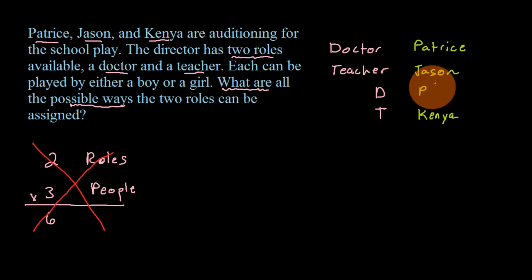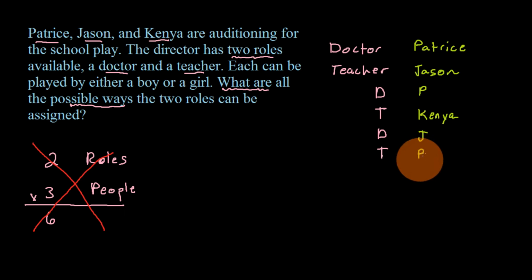So let's move Patrice from being a doctor, and let's pretend that Jason is going to be the doctor this time. So again, I'm going to put a capital D down for doctor, capital T for teacher, and this time I'm going to write Jason's name next to the doctor. So we have capital J for Jason. But this time, let's pretend that Patrice, instead of being a doctor, is actually a teacher. So this time when Jason's the doctor, Patrice is the teacher. But Patrice doesn't necessarily have to be the teacher, because Kenya could be the teacher. So let's put Jason as the doctor again, and we can make a note that Kenya will be the teacher.